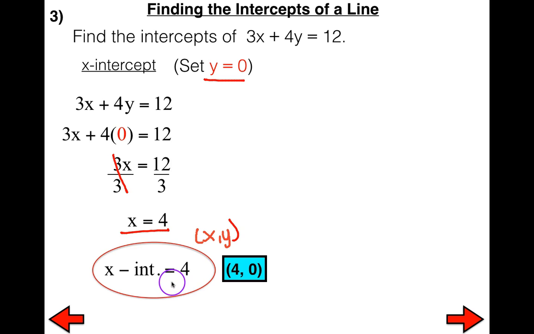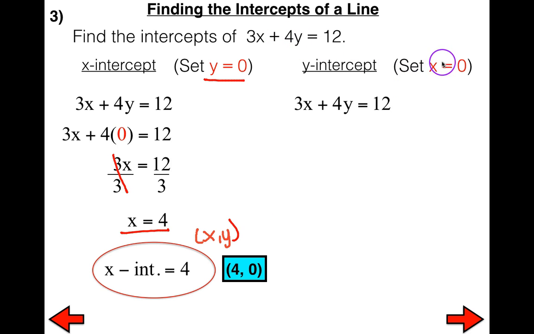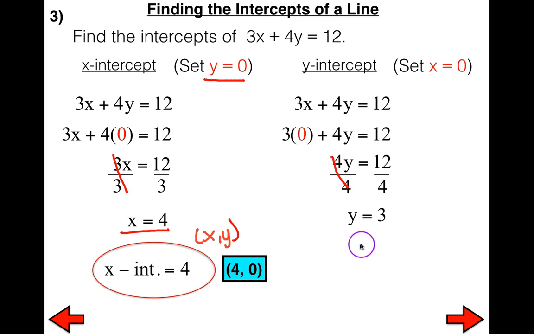Now for the y-intercept, you need to set x equal to 0. So you're going to use the same equation. However, you're going to substitute a 0 in for x. You're going to simplify, leaving you with 4y equals 12. Divide off the coefficient, leaving you with y equals 3. So my y-intercept's at 3.